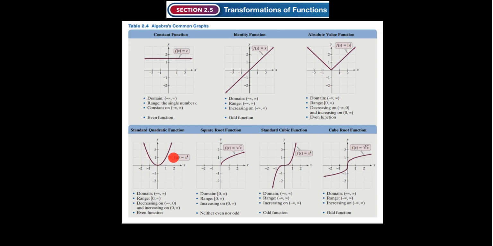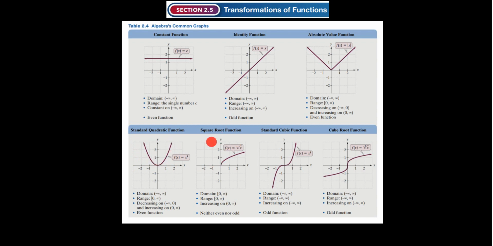Kind of the same here. This is our quadratic function, or the square function, right? The domain is negative infinity to positive infinity. The range is 0 to infinity, including 0. We are decreasing from negative infinity to 0, increasing from 0 to infinity, and this is also considered an even function because it is symmetric about the y-axis.